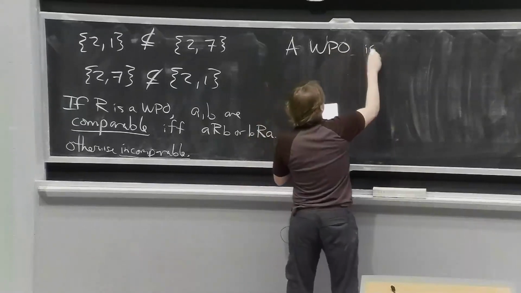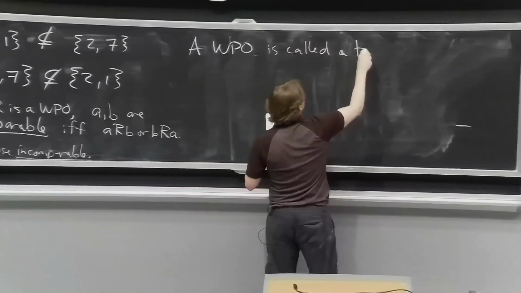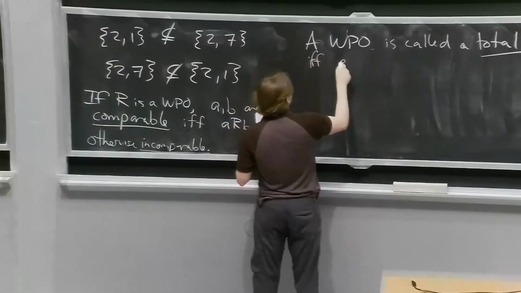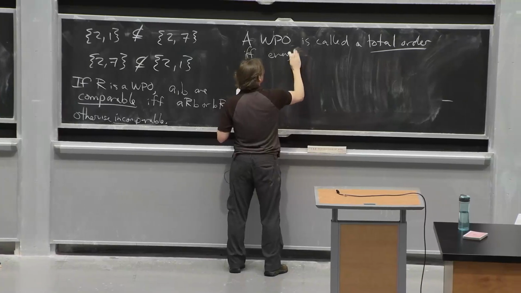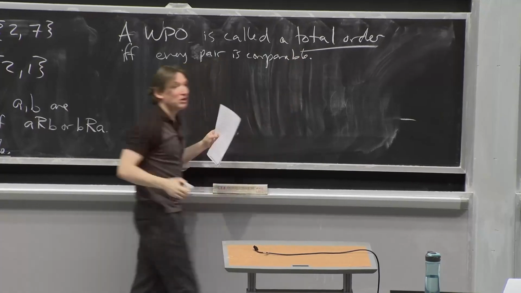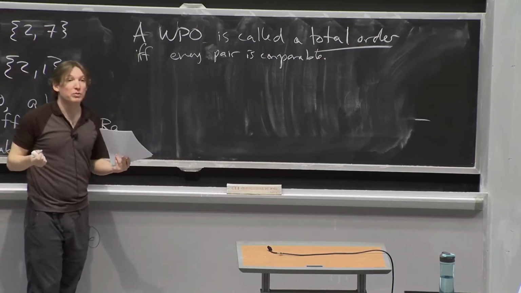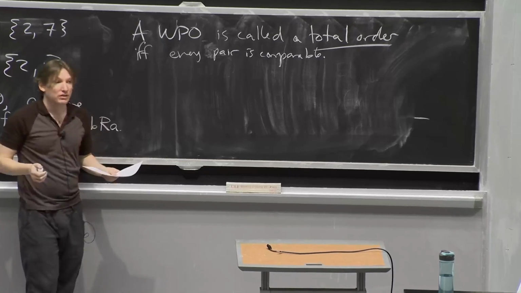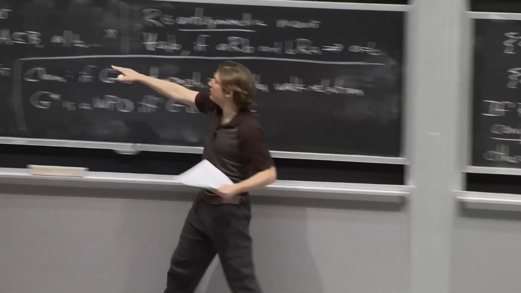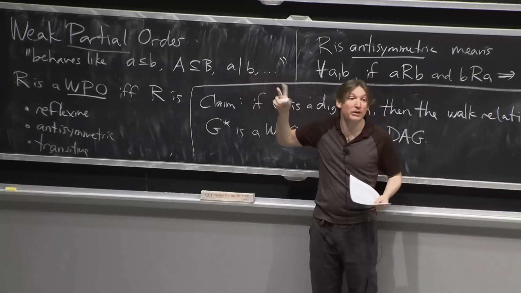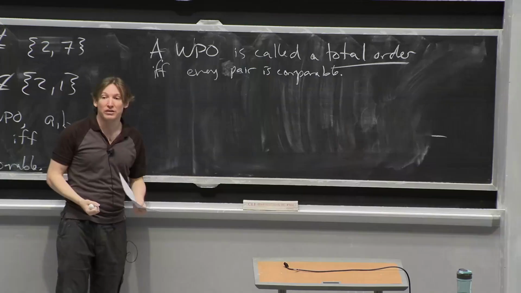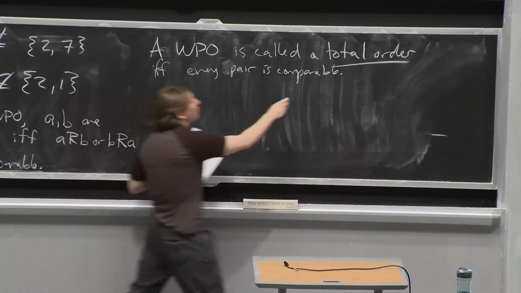All right? And now finally, a weak partial order is called a total order if and only if every pair is comparable. So whenever you have two elements, you can always put them in order. One of them is less equal to the other one. So that's certainly true for the less equal relation. It's not true for the subset relation, and it's not true for the divides relation. 2 and 3 are incomparable under the divides relation. But if every pair can be compared, then it's called a total order.